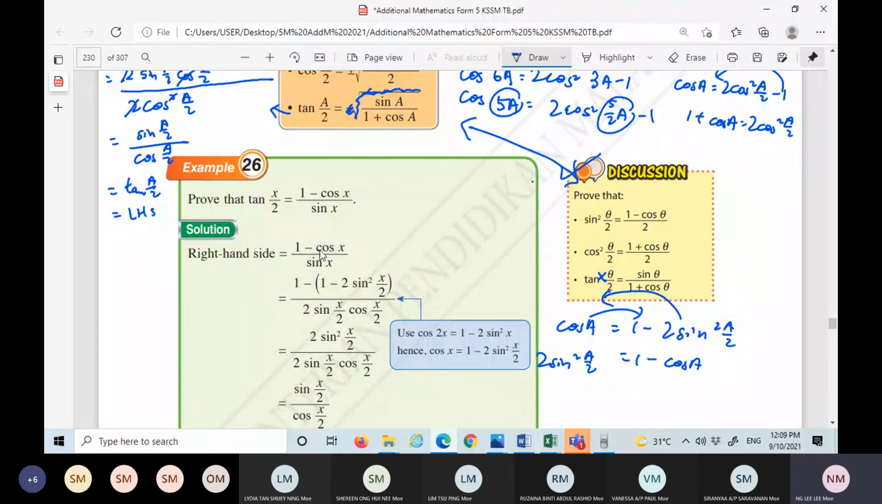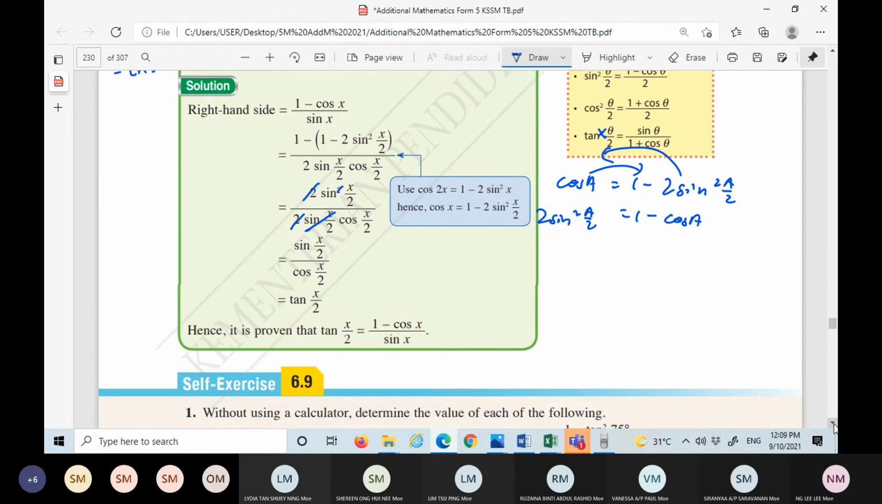So you see, 1 minus cos x is this. There are two ways of doing. So when you come to here, this one cuts with one of this. So sine x over 2 over cos x over 2 is tangent. Okay, so done for the proof.